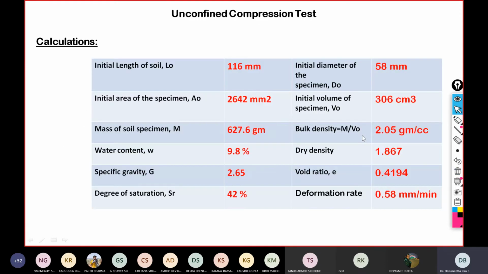Now let us have a demonstration of the calculation. Here a UCS test has been conducted on a soil sample. The diameter of the specimen is 58 millimeter.